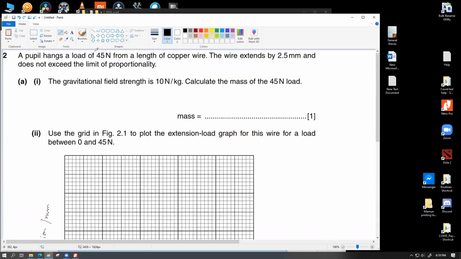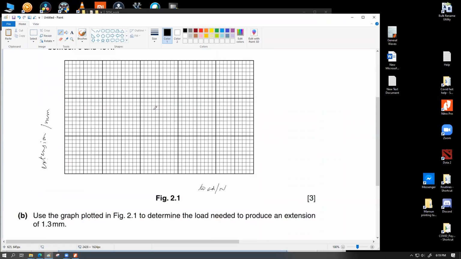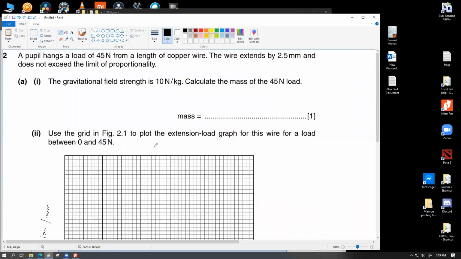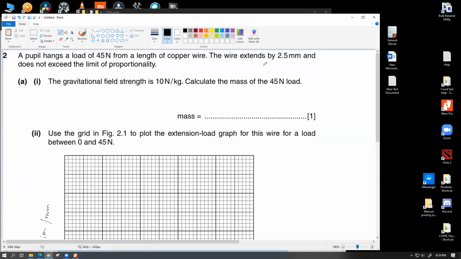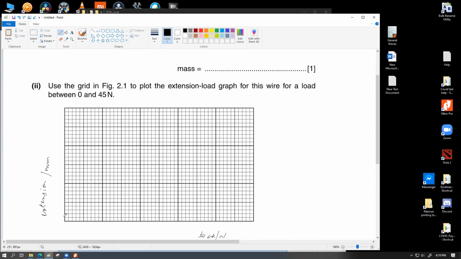The maximum load that we are trying to plot is 45 Newton. So we have to do some thinking about how we can place this. If we start from 0, 0, so 10, 20, 30, 40, 45 can be very well placed over here. And on the y-axis, we are trying to plot the extension for a 45 Newton load. We are trying to show an extension of 2.5 millimeter for the wire. So if you go from here, let's say 0, 1, 2, 2.5.